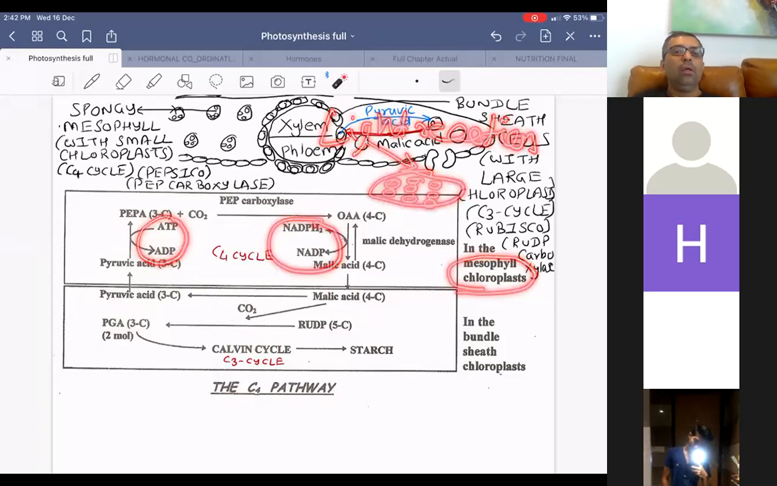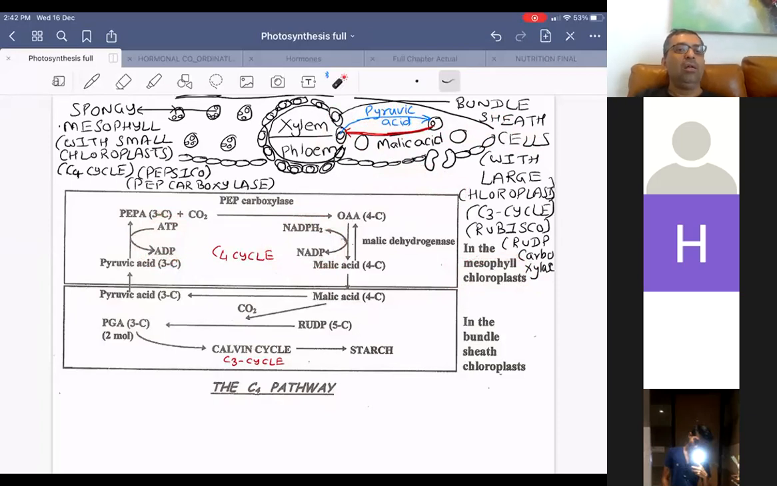Okay. Then Chaitanya is asking, what is the difference between a C4 plant and CAM plant? That in CAM plants, PEPA is formed twice. Yes, beta. That's correct.